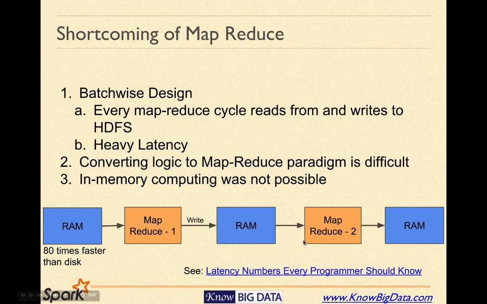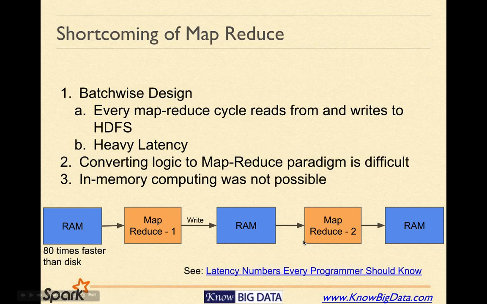All right. Now, the shortcomings of MapReduce, which are being resolved by Spark: first, MapReduce was batch-wise. Every MapReduce cycle reads from and writes to the HDFS. There is a heavy latency in case of MapReduce. Second, converting logic to the MapReduce paradigm is a fairly difficult problem. Even senior developers in my career have fumbled in converting a typical problem into MapReduce. I've seen even very senior developers having a hard time converting their algorithm into MapReduce.